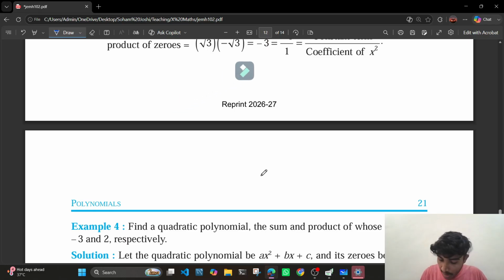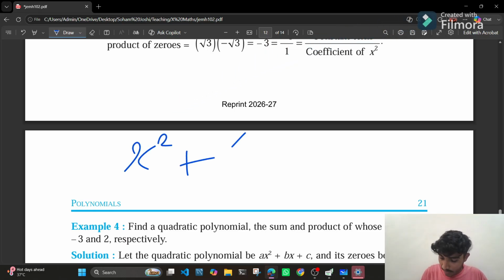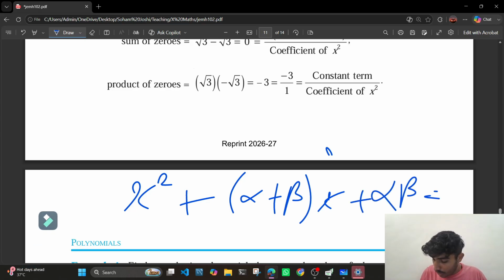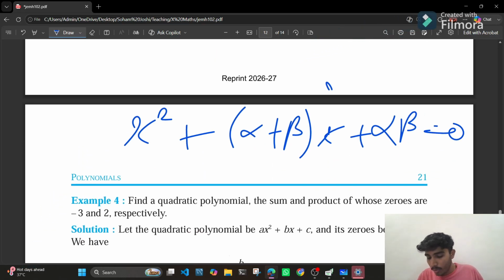Let's say we write an equation as x square plus (alpha plus beta) x plus alpha beta is equal to 0. So basically this is the general formula to write an equation.